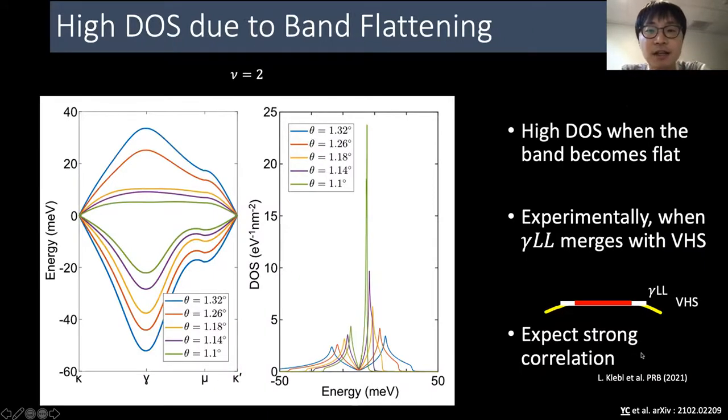Actually, this merging of the Landau level and Van Hove singularity has a very important meaning. As you see from these calculations, when the band becomes very flat, the density of states suddenly becomes very high. And experimentally, that's when the gamma Landau level merges with the Van Hove singularity. So the point where they merge is the point where the density of states becomes very high. And as pointed out in this paper, we can expect strong correlation effects starting to occur here.